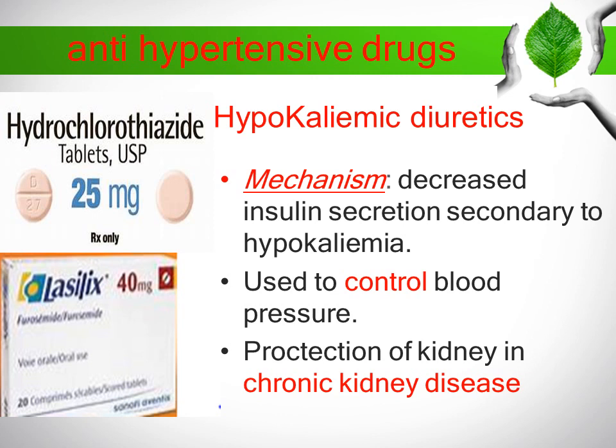As we have seen before, potassium is important for insulin secretion. So with hypokalemia induced by diuretics, we will have a decrease in insulin secretion. And you have to know that hydrochlorothiazide and furosemide are also used to control blood pressure and to protect the kidneys.